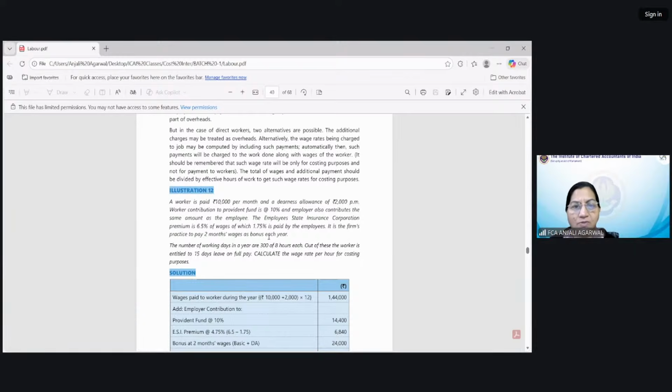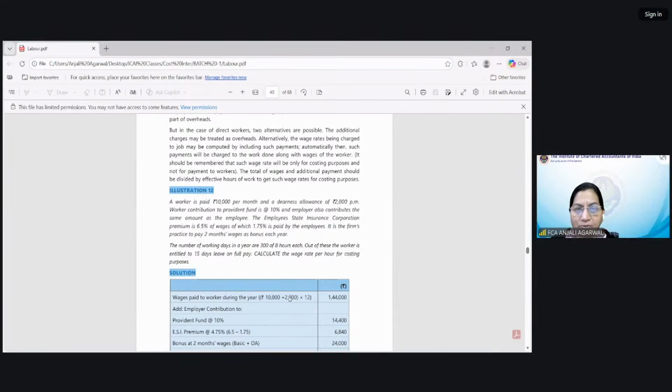So what is the cost to the employer? 10,000 plus 2,000 plus 10% of 12,000, which is 1,200, and another 4.75% of 12,000 will be paid by the employer. Apart from this, the firm also pays 2 months wages as bonus. So what is the total payment?